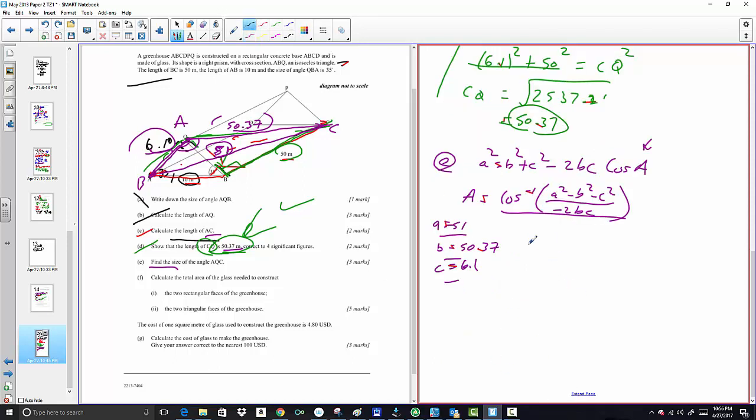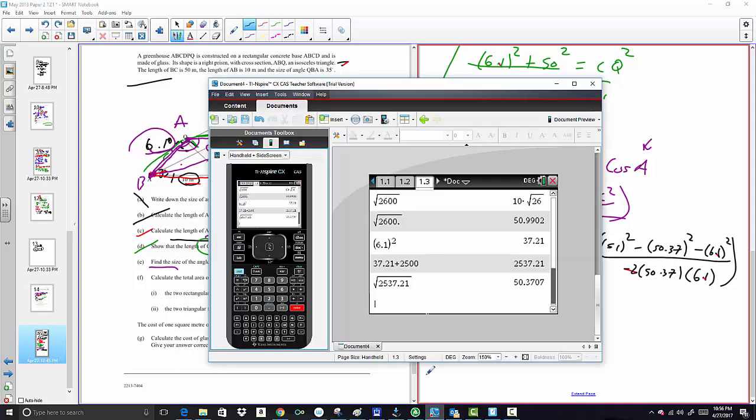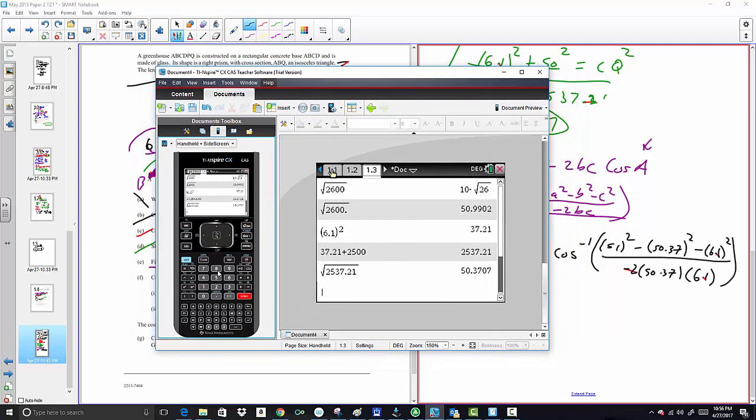So let's set it up really quick. A is equal to the cosine inverse of 51 squared minus 50.37 squared minus 6.1 squared, all divided by negative 2 times 50.37 times 6.1. Tedious work, but not that hard, right? So let's put this in the trusty dusty calculator. I'm going to move over here so I can see. I'm going to do this really quick. So the first thing I'm going to do is cosine inverse.